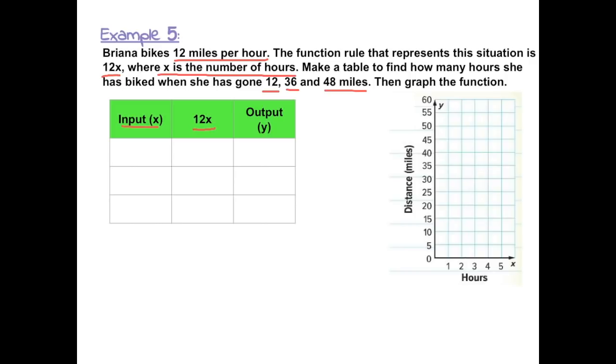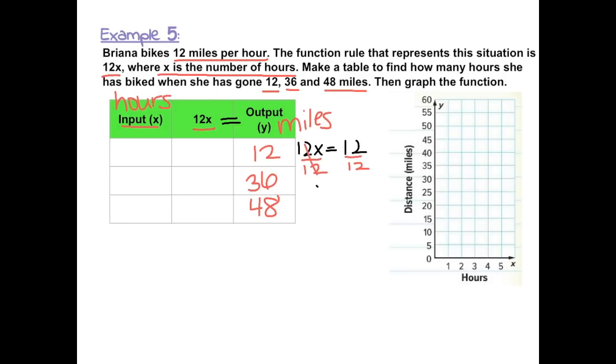So if x represents hours, then y must represent miles. So here I'm going to put 12, 36, and 48 miles. So we want to find the number of hours that she biked if she biked that many miles. So again, we're going to set our function rule equal to our output. So first we have 12x equals, our first output is 12. So to solve this, I would divide both sides by 12.